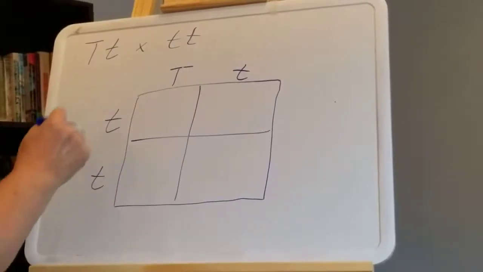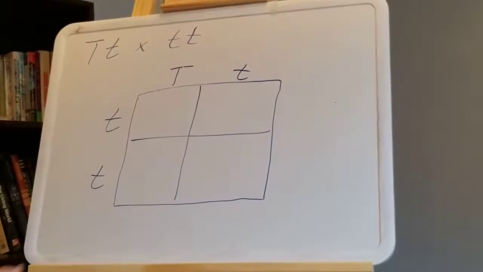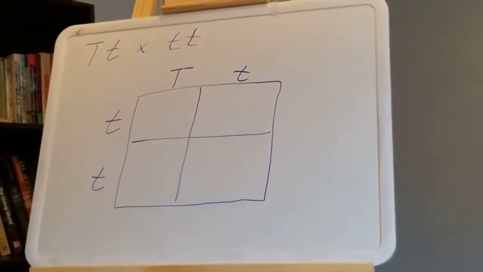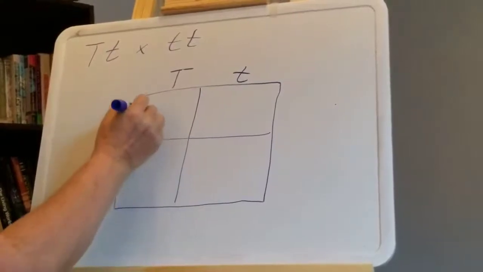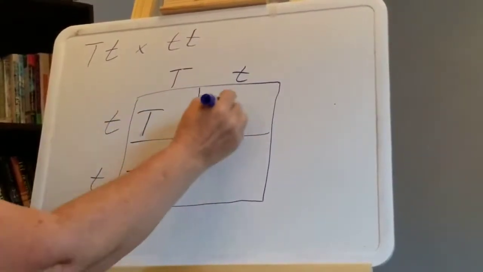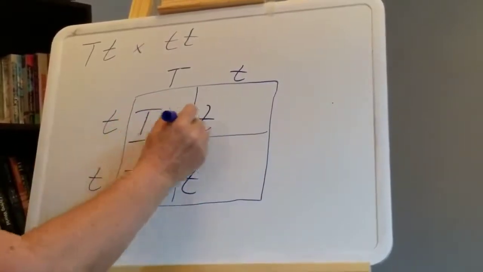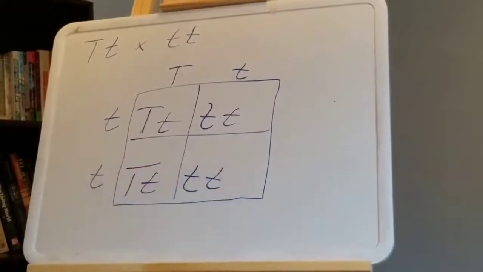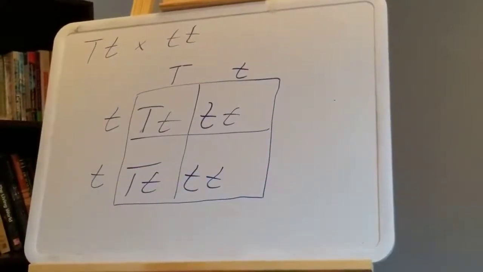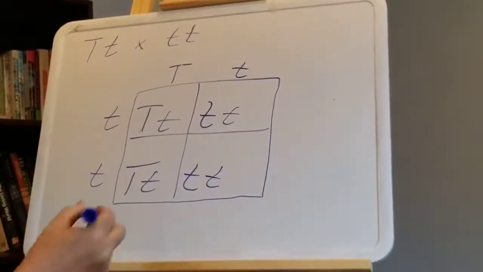Great, so you have one parent on the side, one parent on top. How do you figure out what the offspring are? Well, the offspring are going to be in the boxes. To fill in the boxes, all you do is you bring the columns down and then bring the rows across. So in this example, if I were to ask, what is the genotype? You look at the letters.